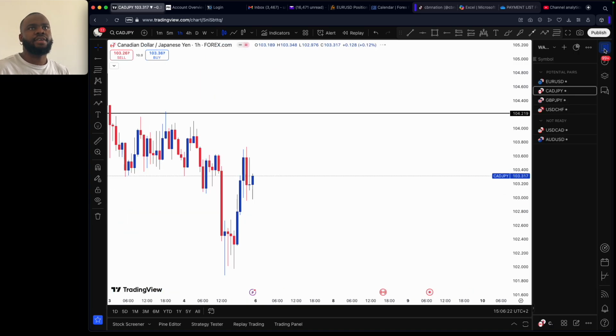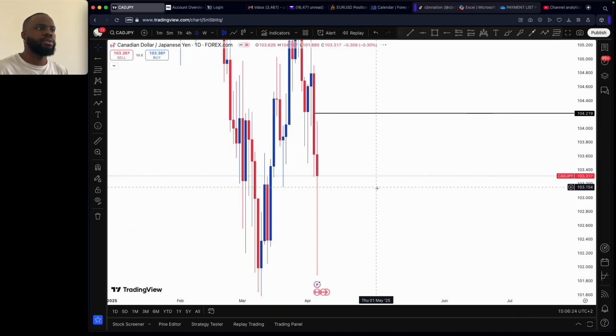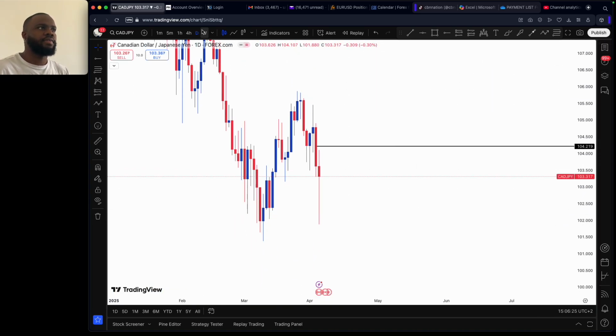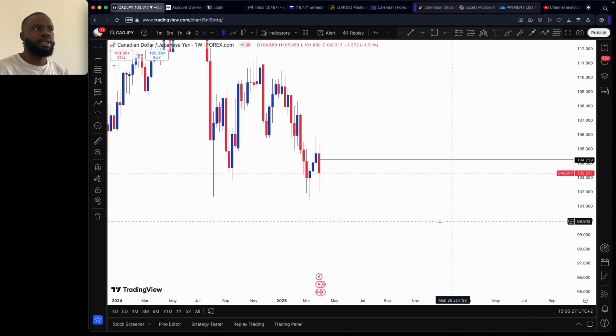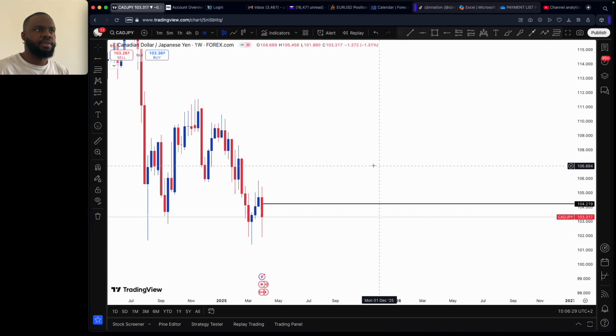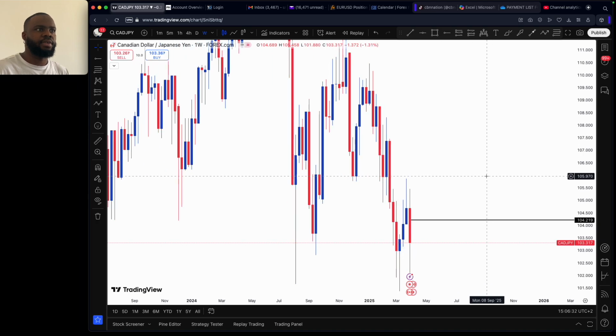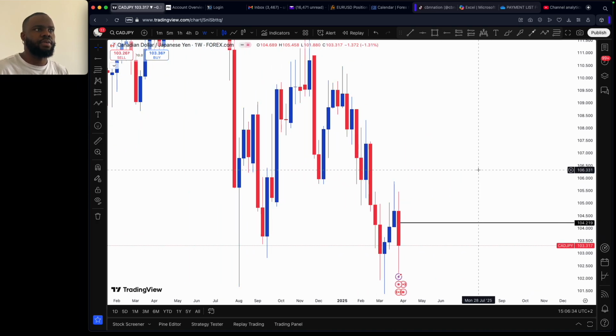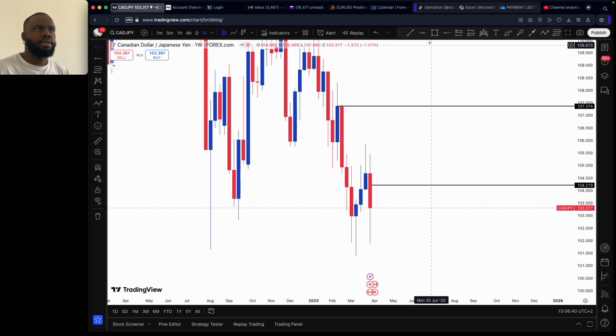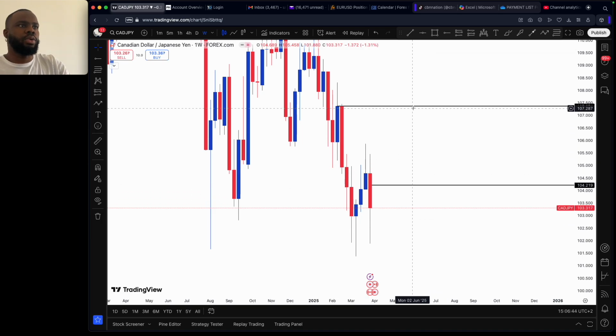Then I have CAD JPY. When you go to the daily time frame, no, let's go to the weekly. When you go to the weekly time frame, you see that the weekly time frame on CAD JPY is bearish, because as you can see this was the last high and this is the low of the weekly. So the weekly is bearish.